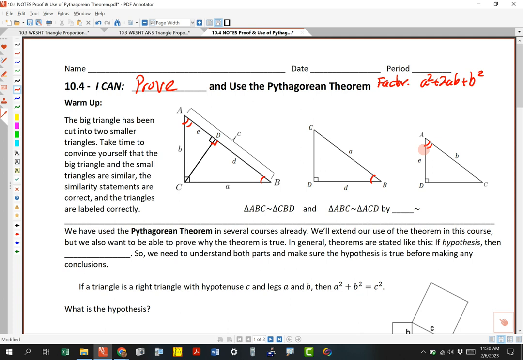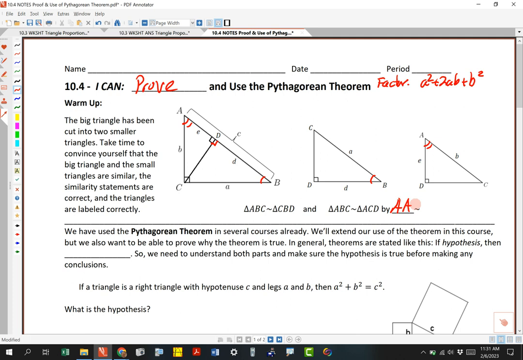That the big triangle is similar to this one right here, and that the big triangle is similar to the one on the end. What's the similarity theorem that allows us to do that? Luke? Angle similarity. So would you write angle similarity right there?